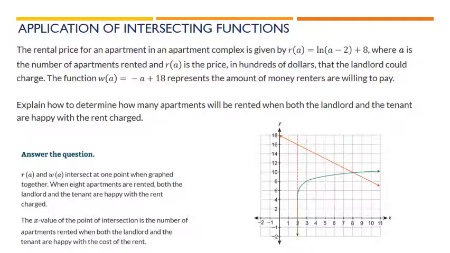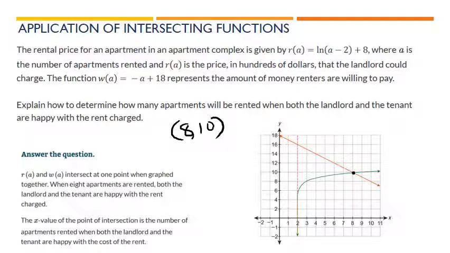Then you have the function W of A, and that's negative A plus 18, which represents the amount of money that the renters are willing to pay. So explain how to determine how many apartments will be rented when both the landlord and the tenant are happy with the rent charges. We're going to find the point of intersection. Looks like it's right here. So we have (8, 10).